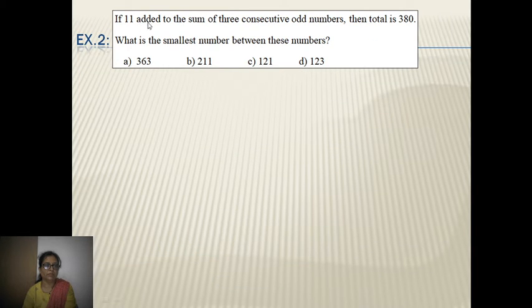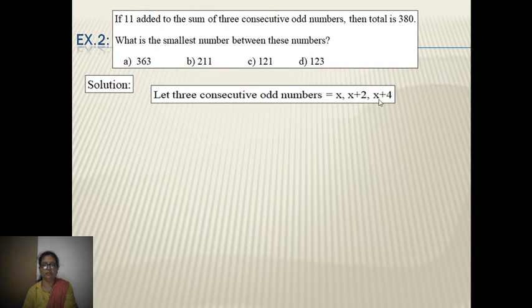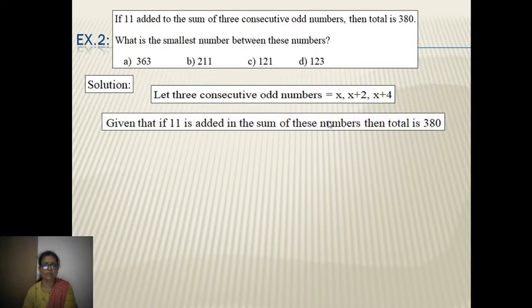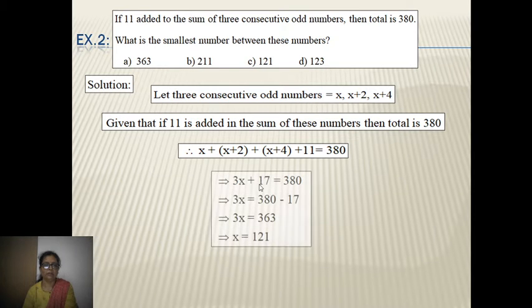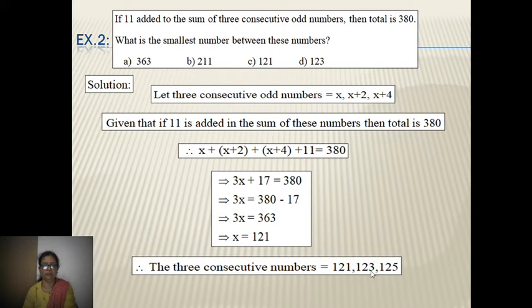Example number 2. If 11 is added to the sum of three consecutive odd numbers, then the total is 380. What is the smallest number among these numbers? Now the three consecutive odd numbers are x, x plus 2, x plus 4. Then by applying the condition, we form the equation. Combine the terms of x and the constant value, then we get 3x equal to 363 and x equal to 121. Therefore, the three consecutive numbers are 121, 123 and 125. The smallest number is 121. Therefore, our answer is C, 121.